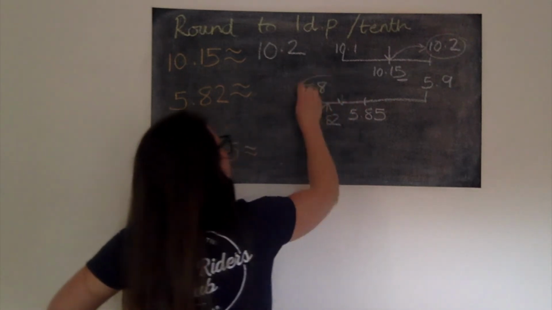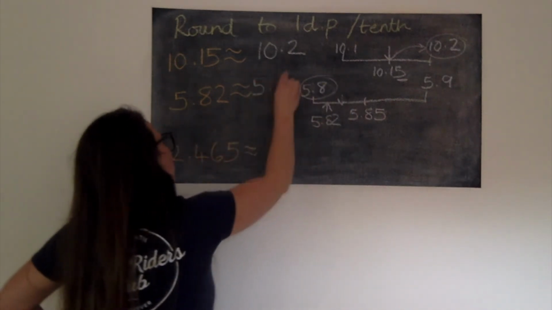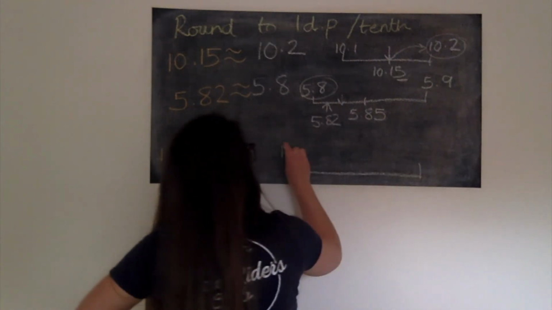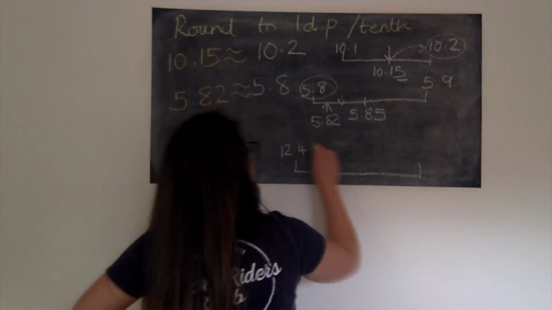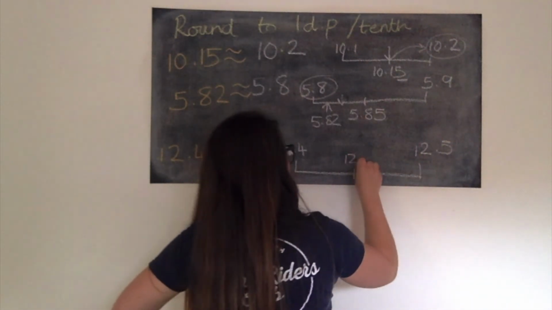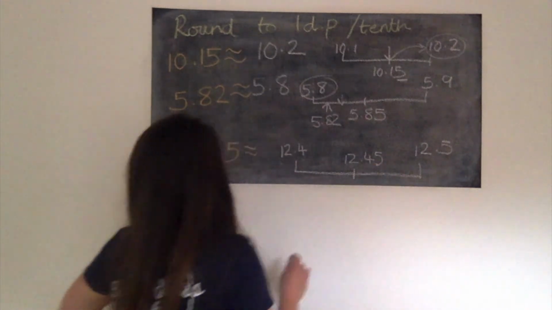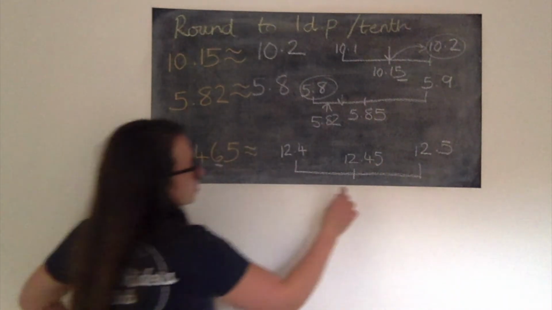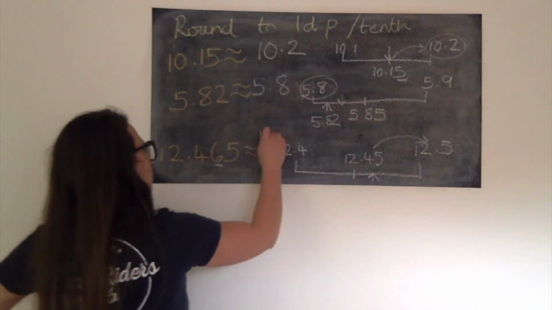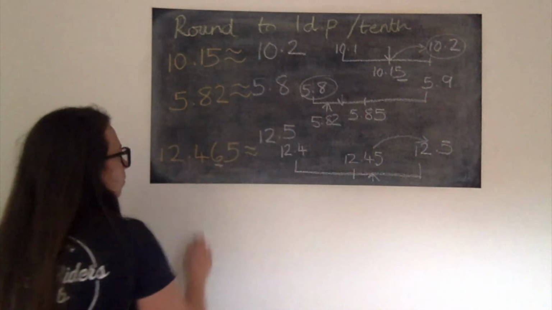And the last one, I tried to throw you off. It's between 12.4 and 12.5. Halfway between is 12.45, and even though it's got thousandths in, it doesn't matter. We can still see that on our number line we have to round up because of the 5 hundredths. The 6 hundredths, which is after the 5 hundredths, so we round to 12.5.